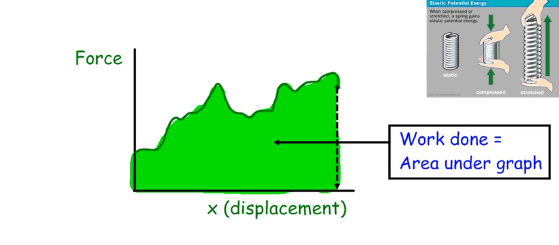Well, in this case, a single calculation will be very difficult. But the work done by this variable force to extend the spring by this displacement will be equal to the area under the graph. And we can quite easily find that by counting the squares and multiplying by the area of each square.